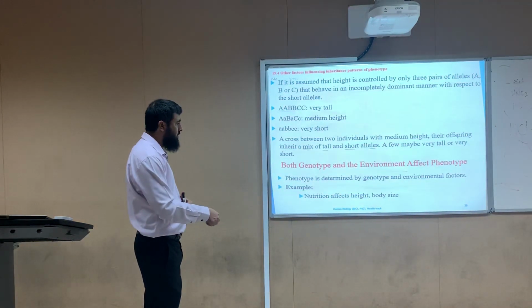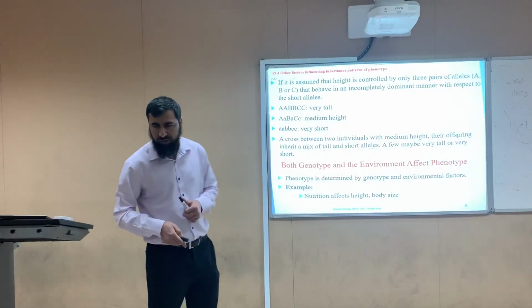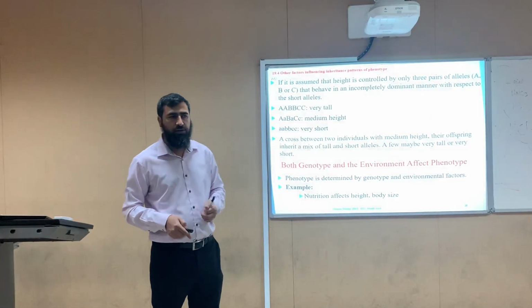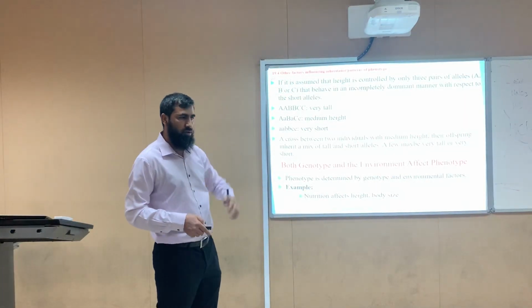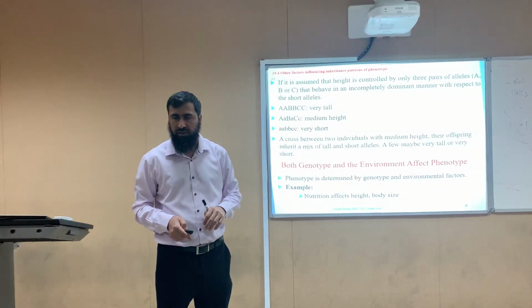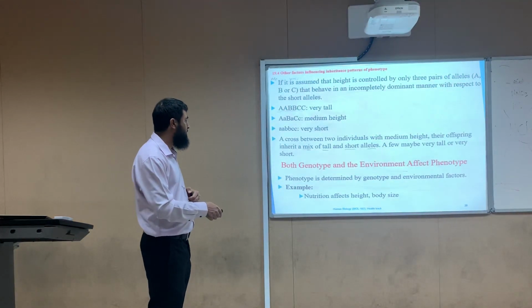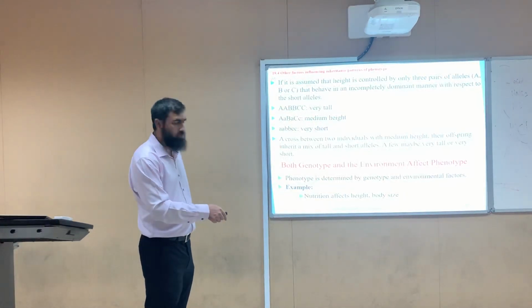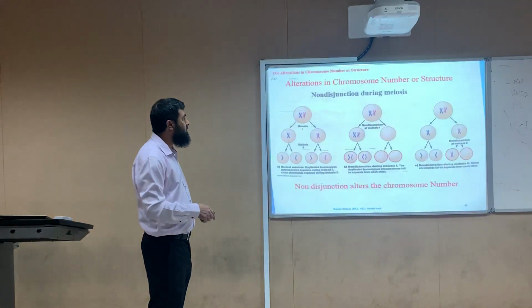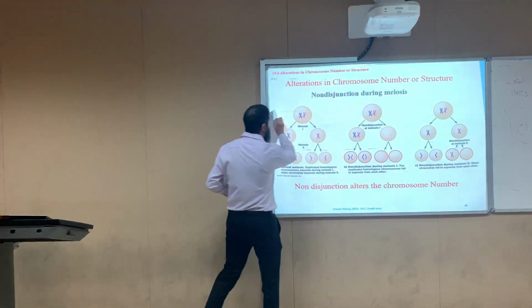So nutrition affects body height and size, as we mentioned. Another example is sickle cell anemia, where the oxygen levels affect the phenotype. We can list many more, but that gives the idea. All right. Let's move on to some chromosomal disorders.